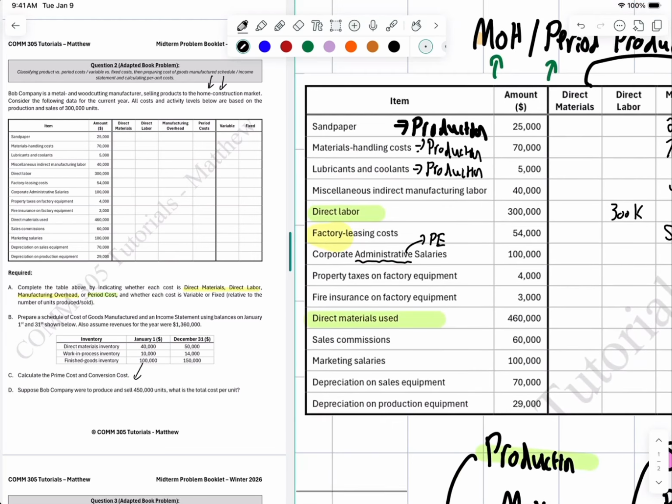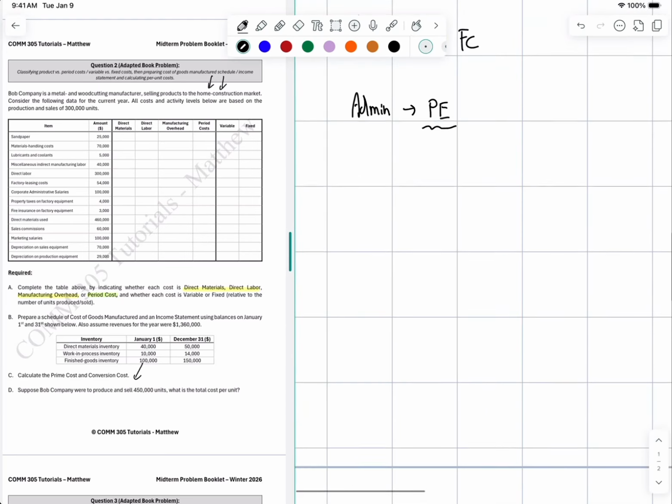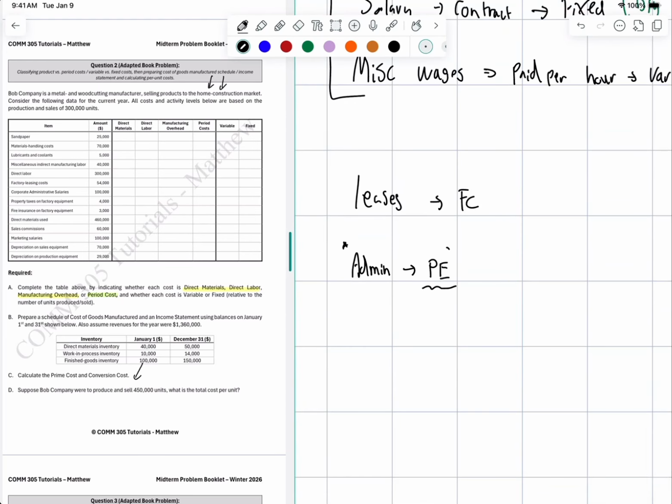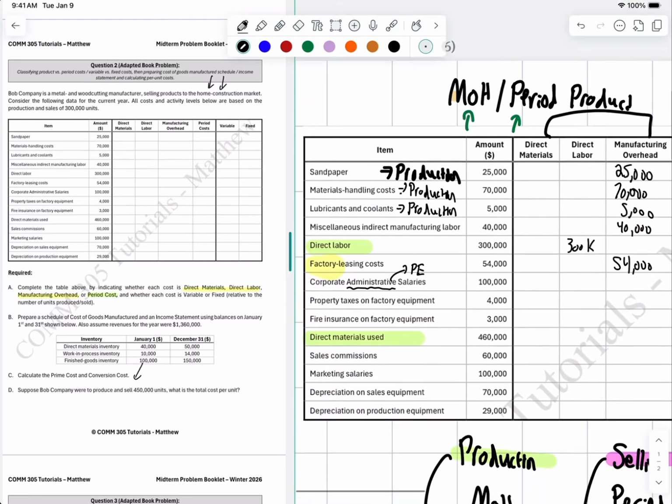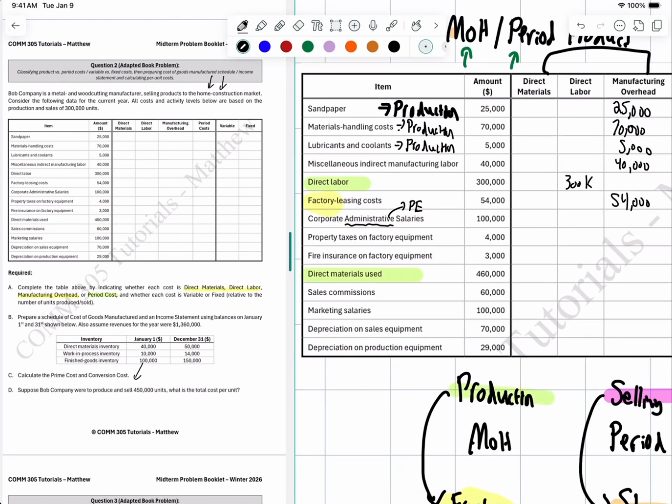Admin overhead, it is a thing, guys. Administrative overhead, like you could be an administrative worker working in the factory, but for all intents and purposes, guys, for Com 305, whenever you see admin, you assume it's a period cost. Unless it said like administrative MOH. Then you would know it's overhead because it literally has the word MOH in it. Okay, next. Property taxes on the factory equipment.